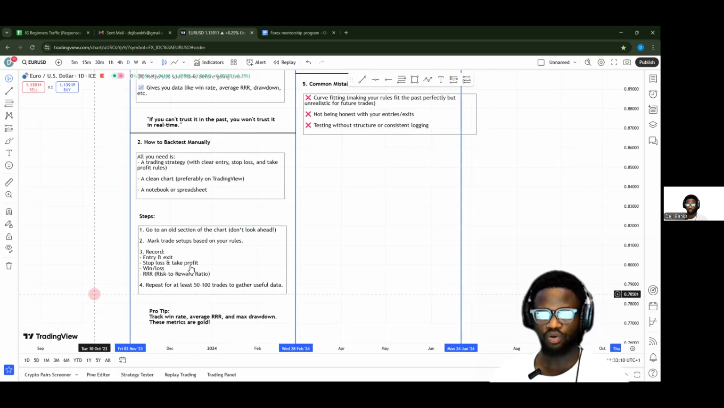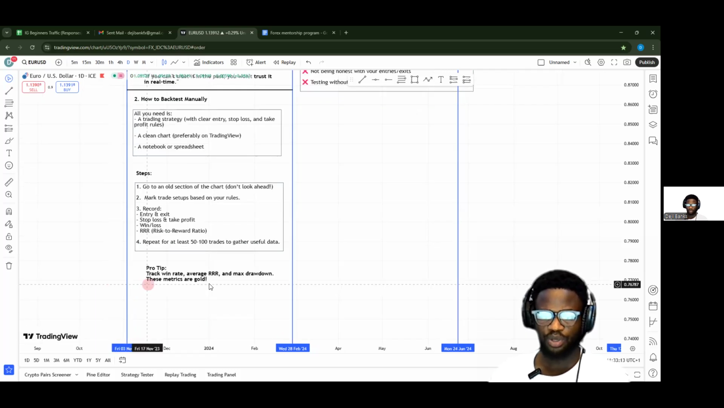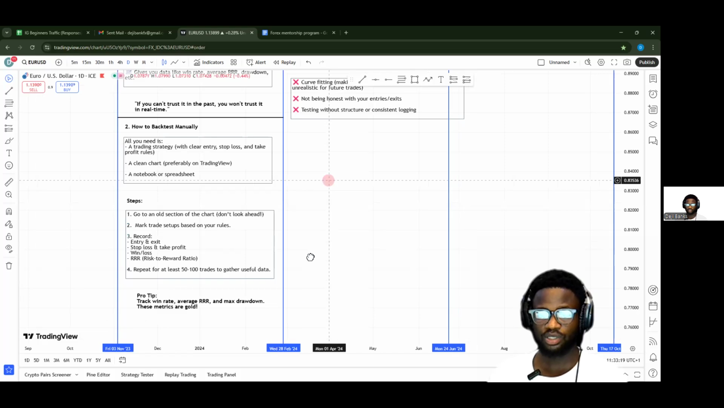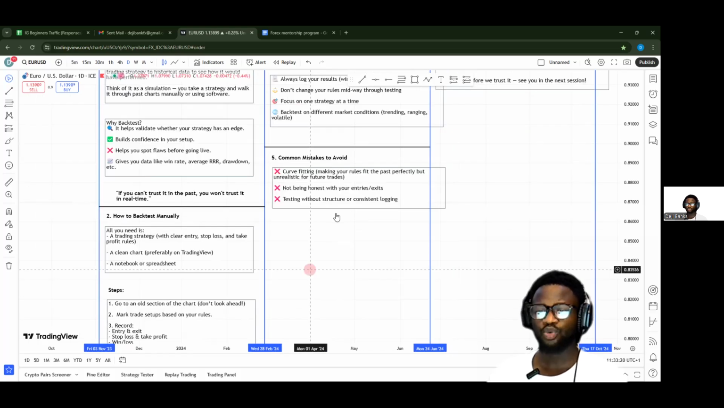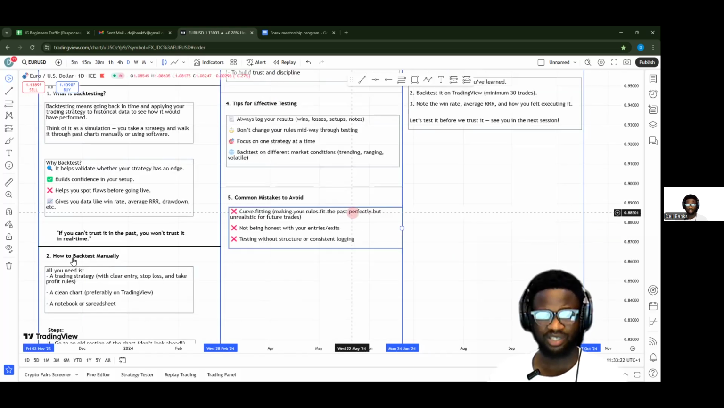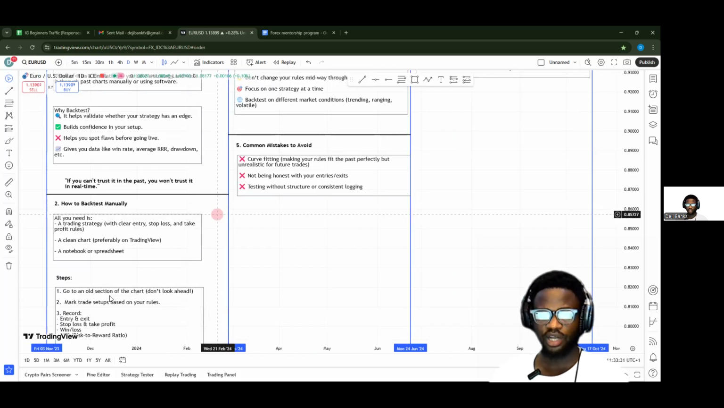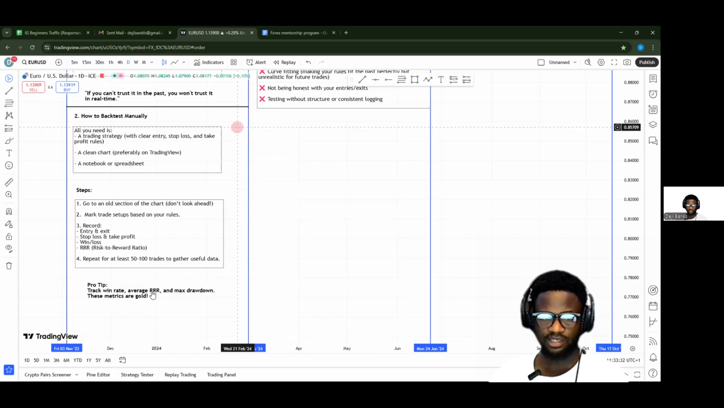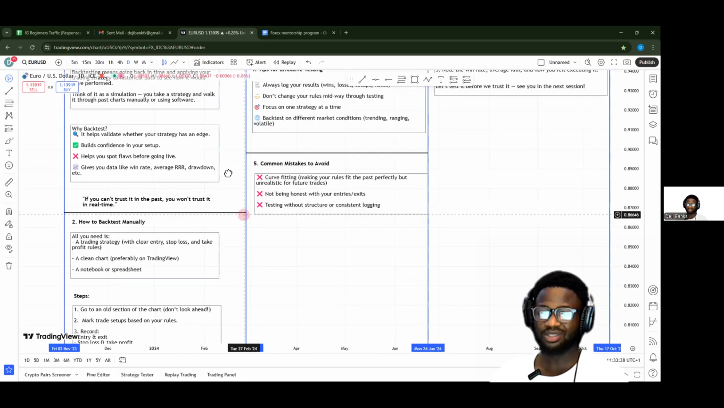So here's a pro tip for you. Track win rate, average RRR, and max drawdown. These metrics, they are gold. Remember the reason why you are backtesting is to help validate whether your strategy has edge and build confidence in your setup. Once a trader has these things, they can track their win rate, their average RRR, and max drawdown. Their confidence is definitely going to be through the roof.